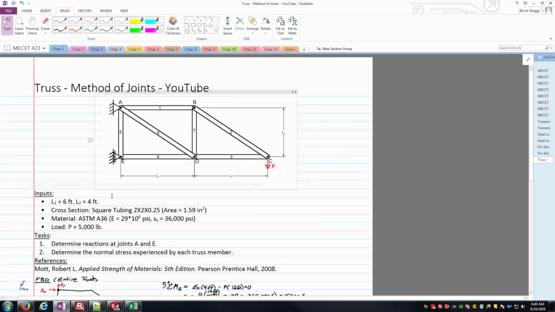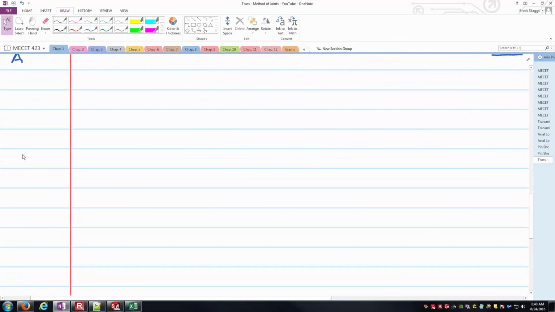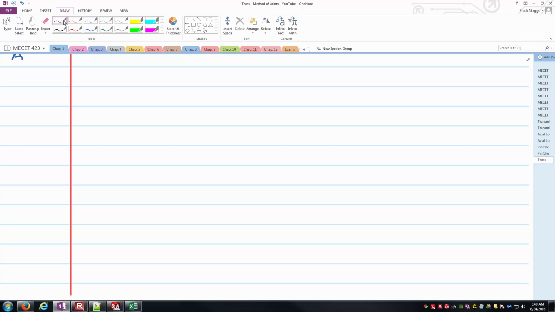So I'm going to draw a free body diagram of joint E to start off my method of joints. And so here we are. Again, FBD is my acronym for free body diagram, and I'm looking at joint E.